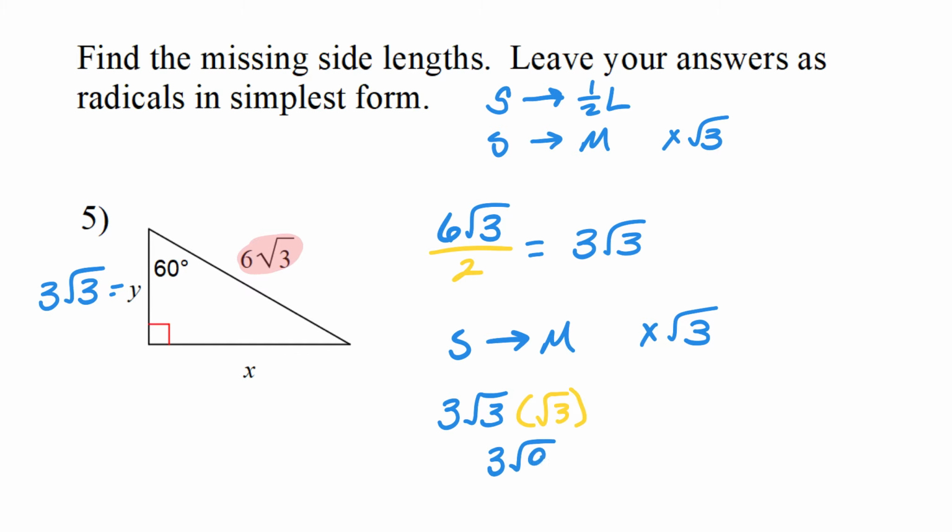Since the small side is 3 square root 3, and we now multiply times the square root of 3, what we end up with is 3 square root of 9. Square root of 9 is 3. And remember, don't carry that radical down. Square root of 9 is just 3. So this side would be 9.